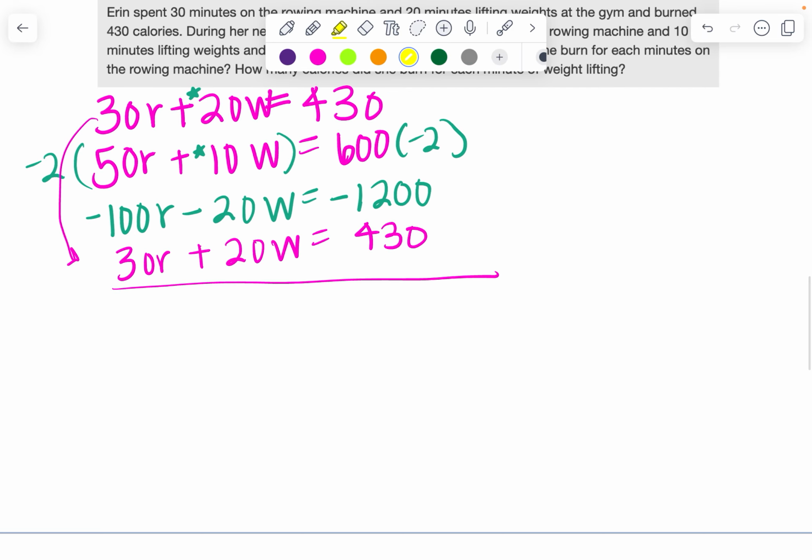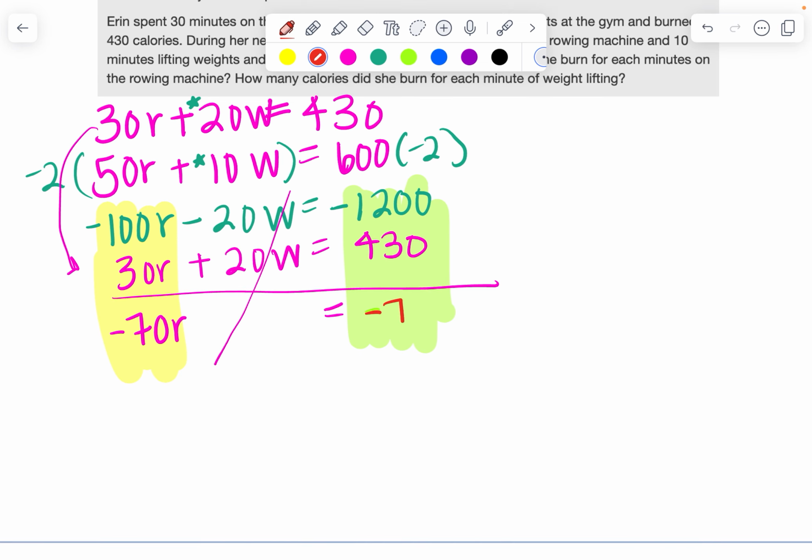So solving this by elimination, this gives me negative 70R. The W's go away, which is what I wanted, equals negative 1200 plus 430 gives me negative 770. And then dividing both sides by negative 70, I would get rowing is 11 calories per minute.